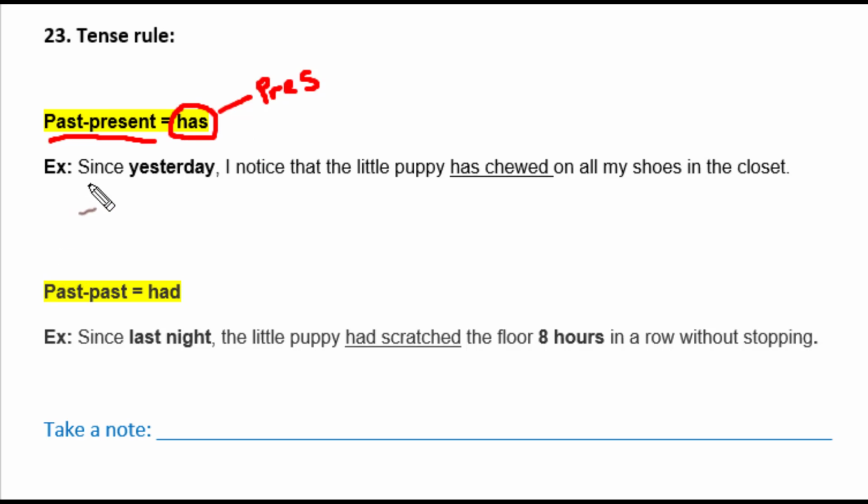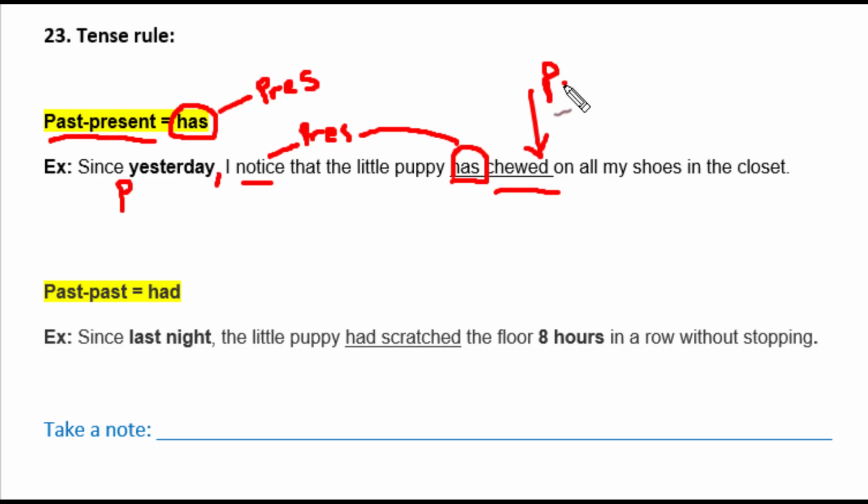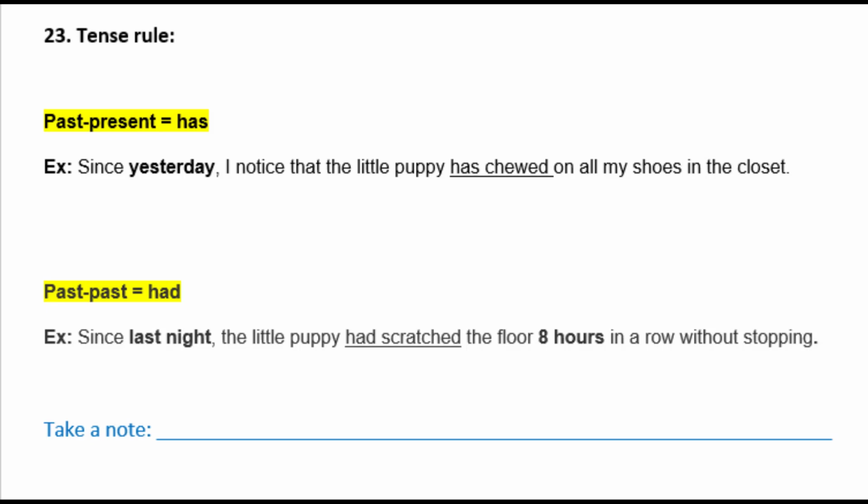Let's take a look at our example. Since yesterday, that's past tense. There's a comma here, so that's a different clause. Clause 2 says, I notice, so that's going to be present. I noticed that the little puppy has, would go with present, chewed. Even though this right here is past tense, you see how we're going to use the word has, because I notice is present tense. Look at it real close, kids. All right, let's read it again. Since yesterday, past tense, I noticed that the little puppy has chewed on all my shoes in the closet. You might want to take a note on that. It's past in one clause, and then it goes into present in the other clause.